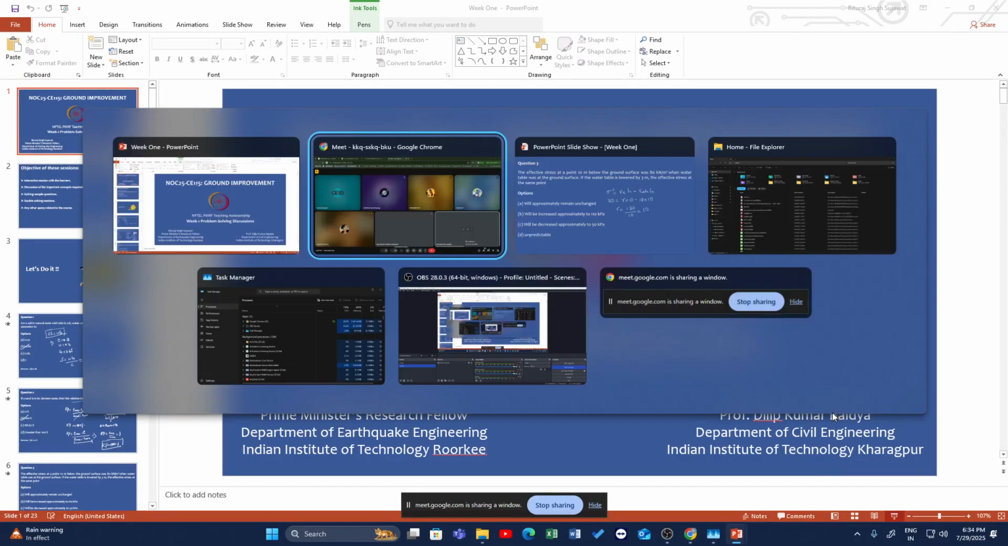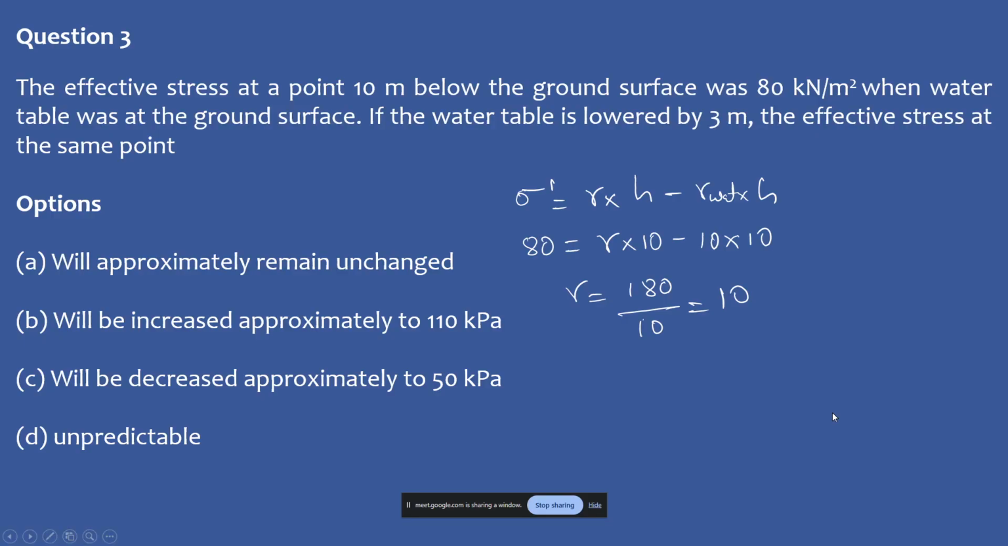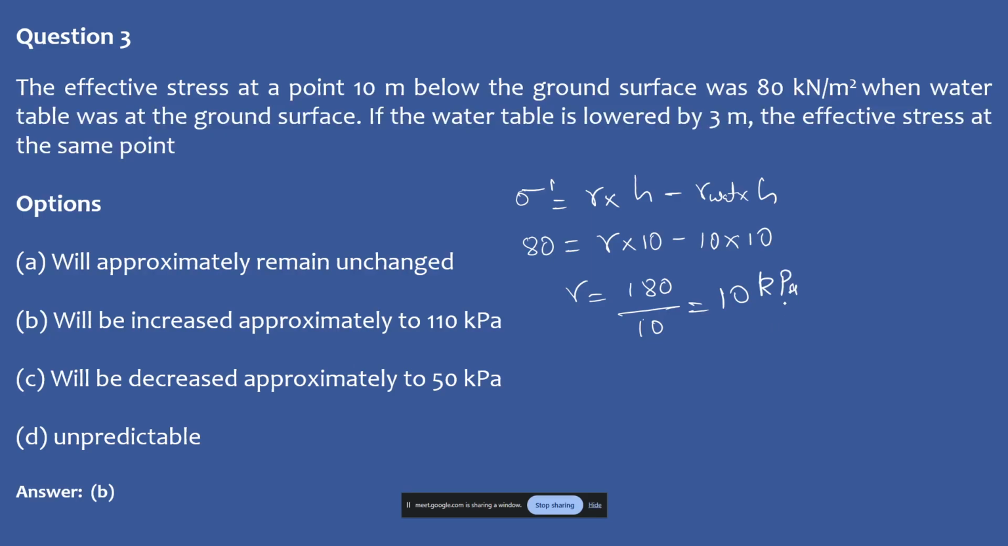Yeah, sorry for that. So your gamma value is 10 kilonewton per meter cube.